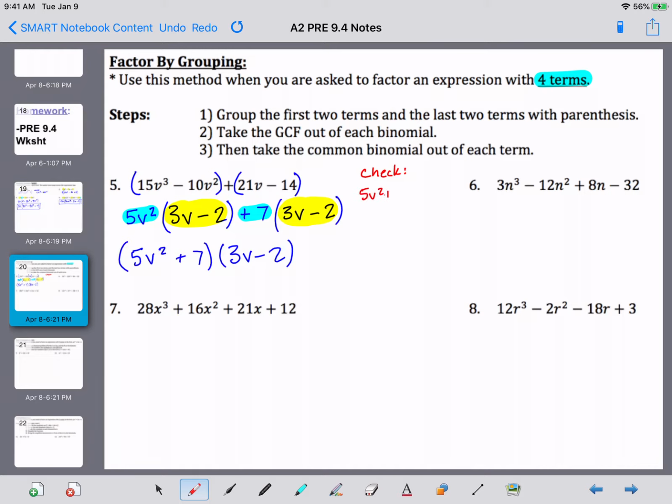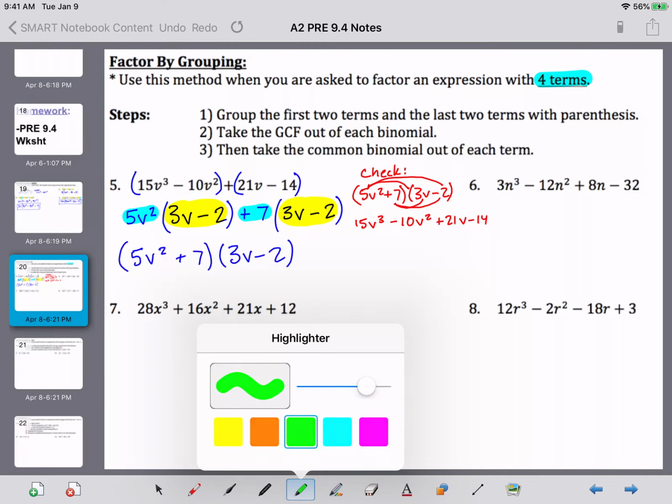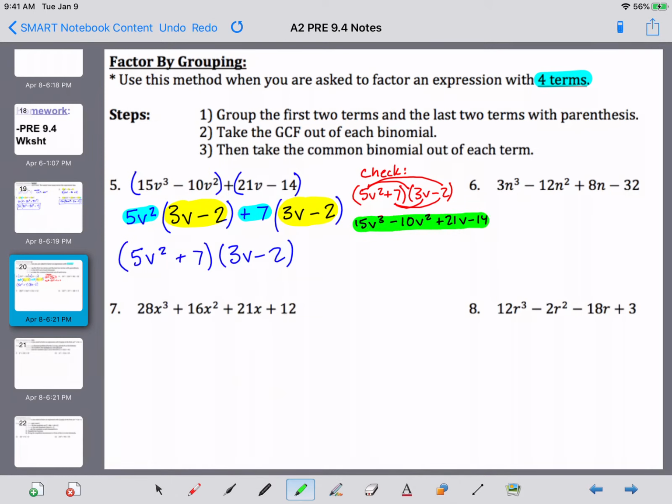So for this first one here, let me just show you that this really does work. So 5v squared times 3v is 15v cubed. 5v squared times negative 2 is minus 10v squared. 7 times 3v is 21v. And 7 times negative 2 is minus 14. So now notice this answer here is the same as what we started with. All right, so we know we did it correct.